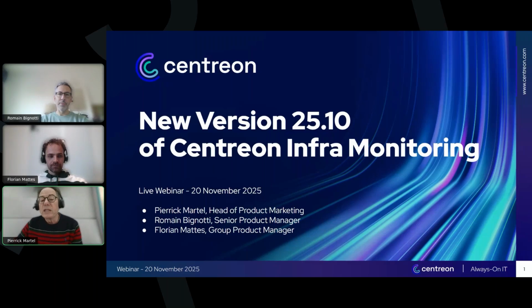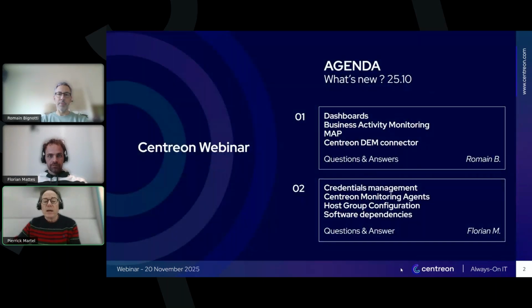Many people are connected, so I will just start with the agenda. We have split the webinar in two parts, one for Romain and one for Florian. Romain will discuss all the new features for dashboarding, BAM, business activity monitoring, and MAP. I will have a little talk about something new, the DEM connector. And Florian, in the second part, will discuss credentials management, Centreon Monitoring Agents, and a few other things, as well as how to upgrade to 25.10.